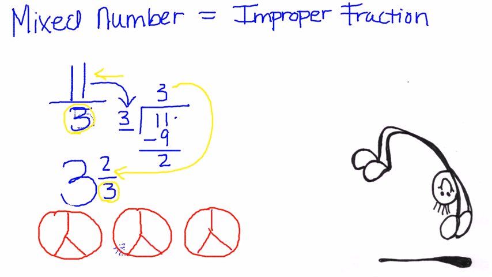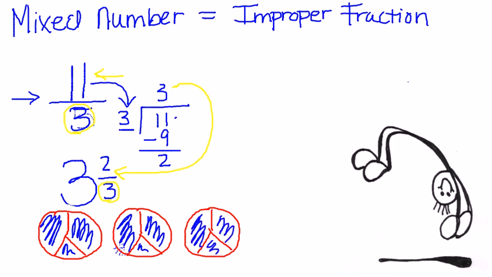Now I'm going to shade, and I'm going to use the improper fraction. How many of these do I need to shade if I'm using this improper fraction? Exactly, 11. So that's 1, 2, 3, 4, 5, 6, 7, 8, 9. I didn't draw enough pizzas. I've got to draw another one because I need to have 11 shaded pieces. Are we ready to shade this last one? That's 10 and 11.